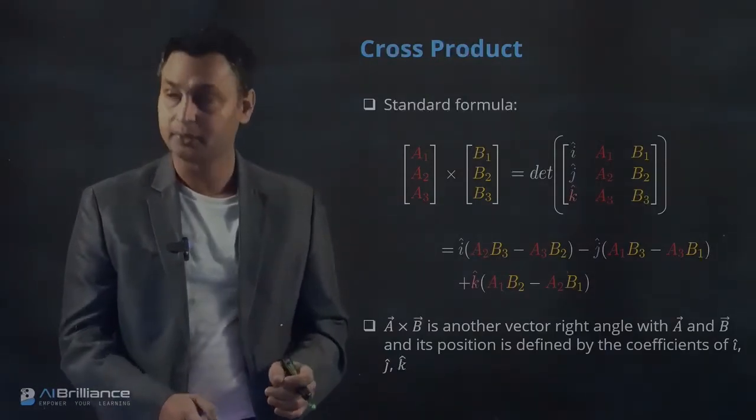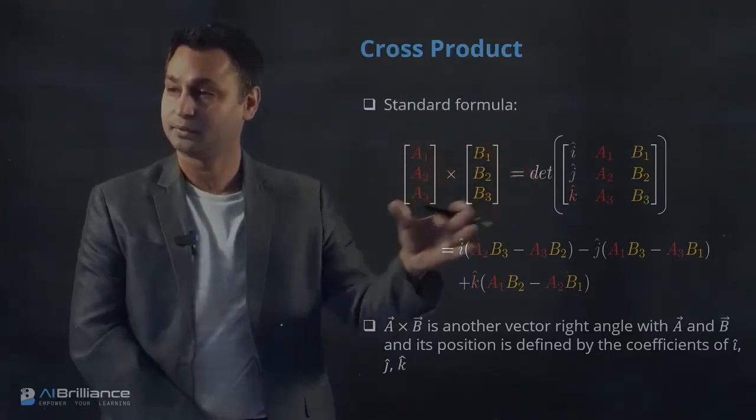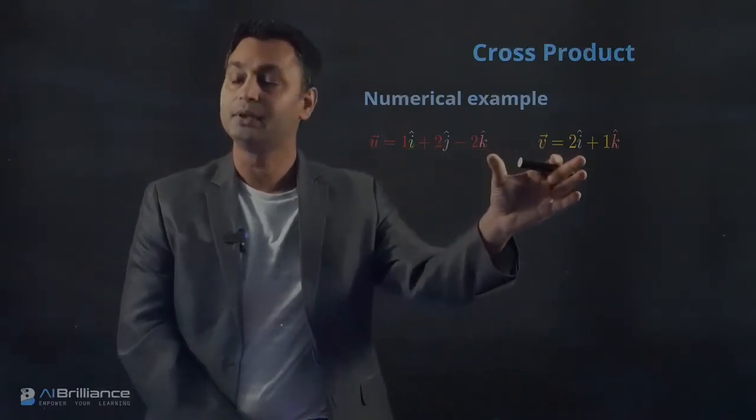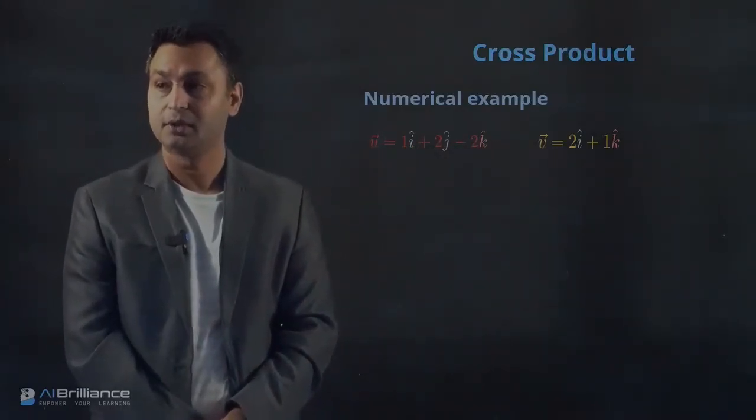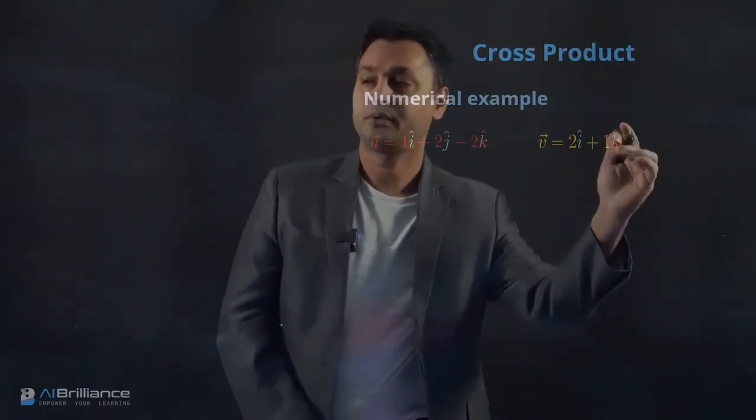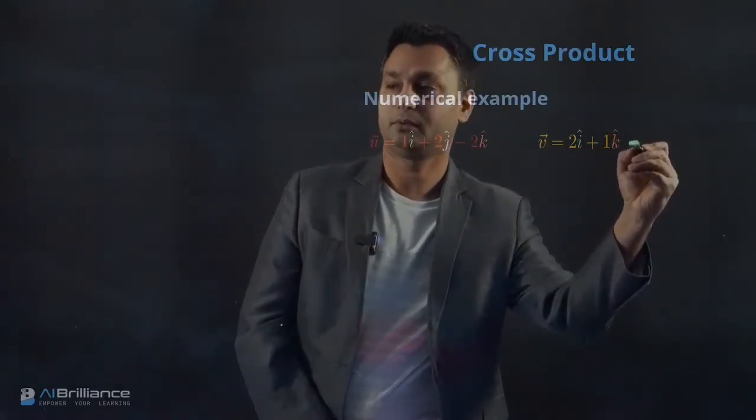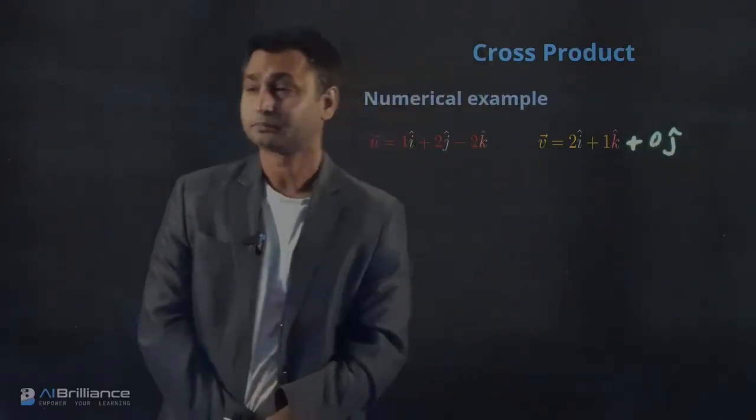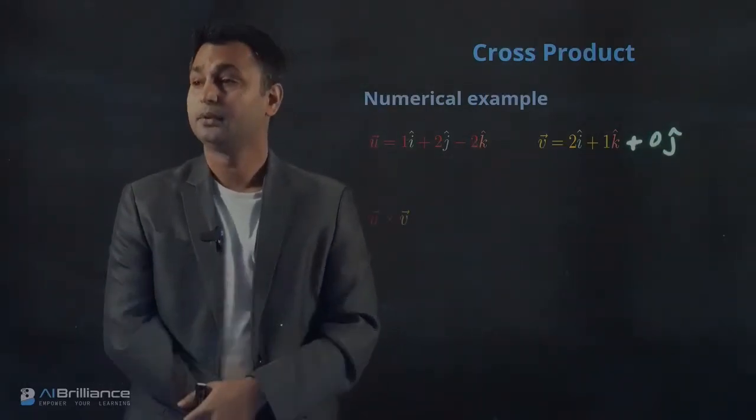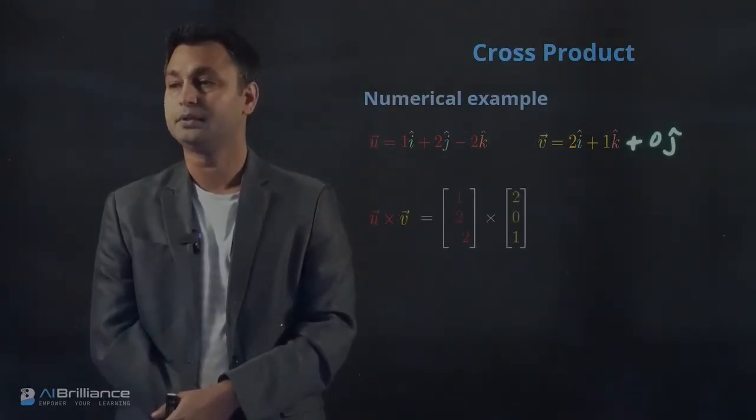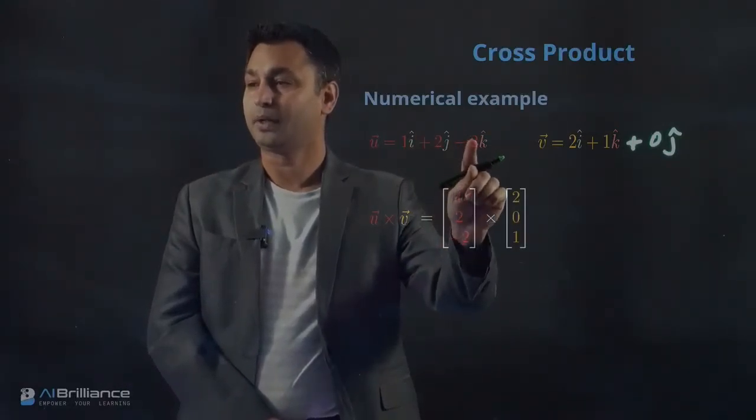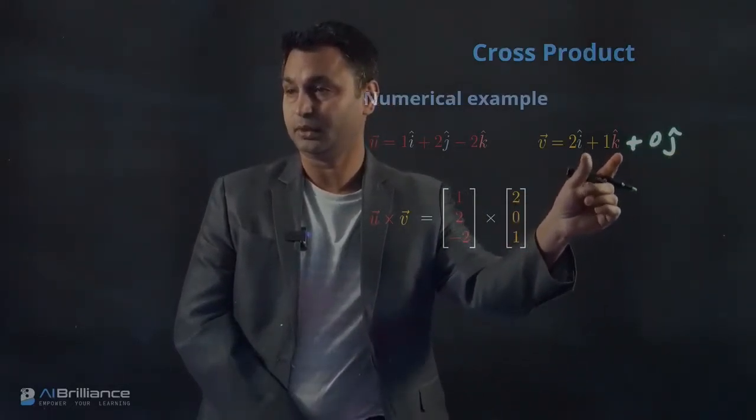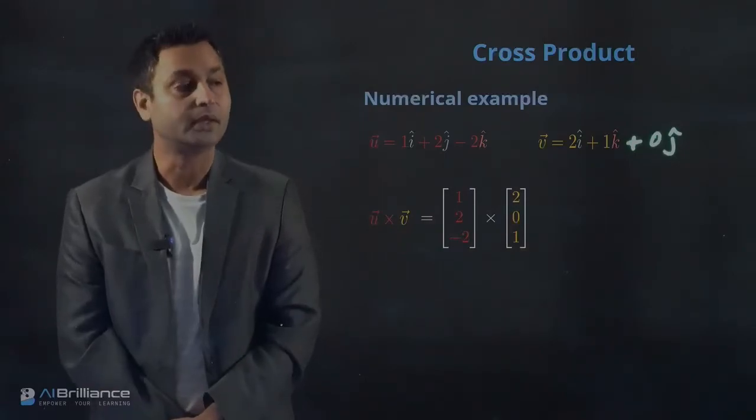So let's take a numerical example and try to understand what this computation means. Here is an example where I have two vectors U and V, and I want to take the cross product U cross V. Remember, this vector does not have a j component, so in order to write this equation, we can say that the j component of this vector is 0. So if that is the case, then U cross V means essentially 1, 2, minus 2, 2, and the j is 0, so that would be the second element, and k is 1, that's why we have 1 here. So that gives me this operation.